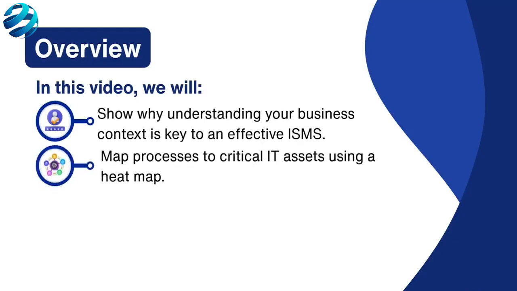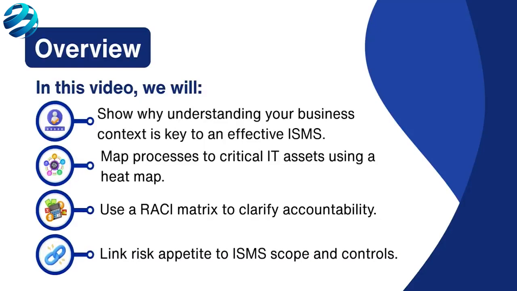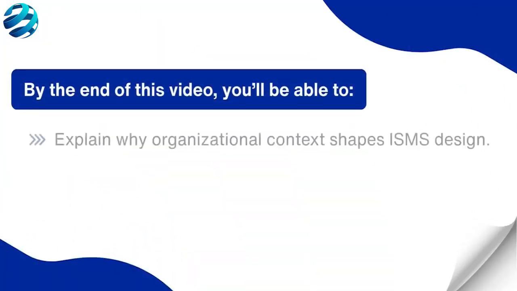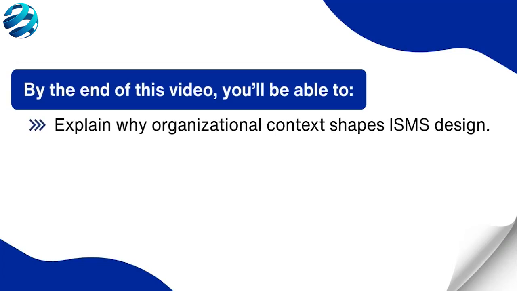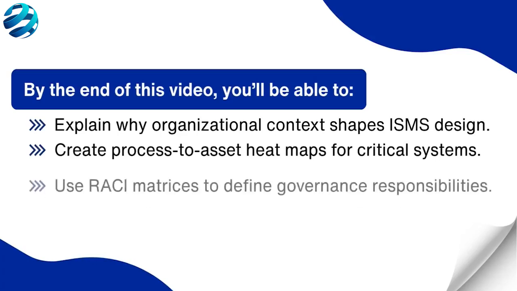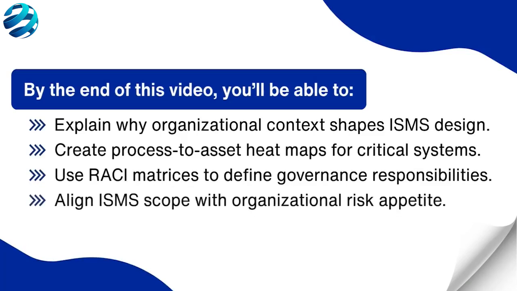Map processes to critical IT assets using a heat map. Use a RACI matrix to clarify accountability. Link risk appetite to ISMS scope and controls. By the end of this video, you'll be able to explain why organizational context shapes ISMS design, create process-to-asset heat maps for critical systems, use RACI matrices to define governance responsibilities, and align ISMS scope with organizational risk appetite.